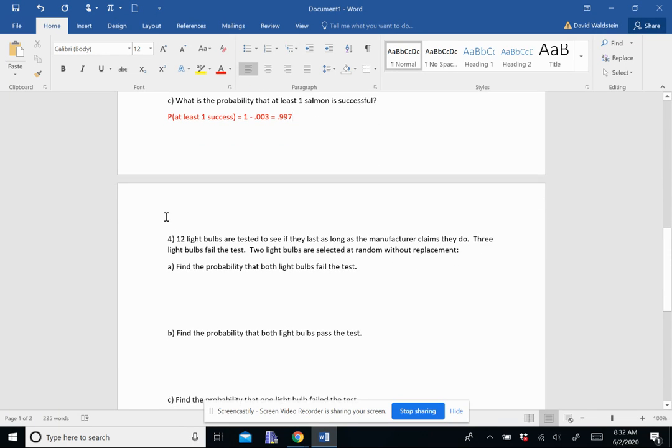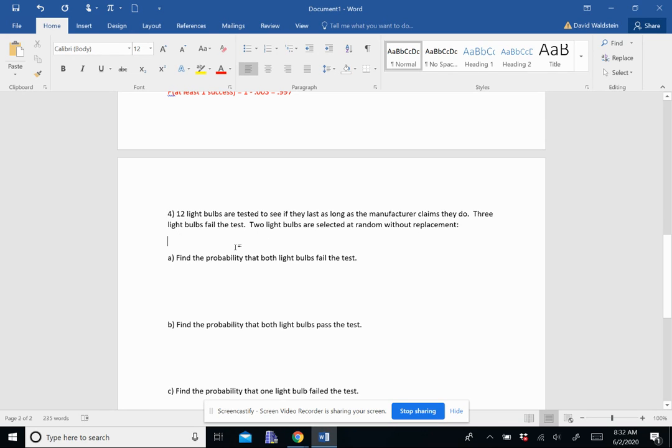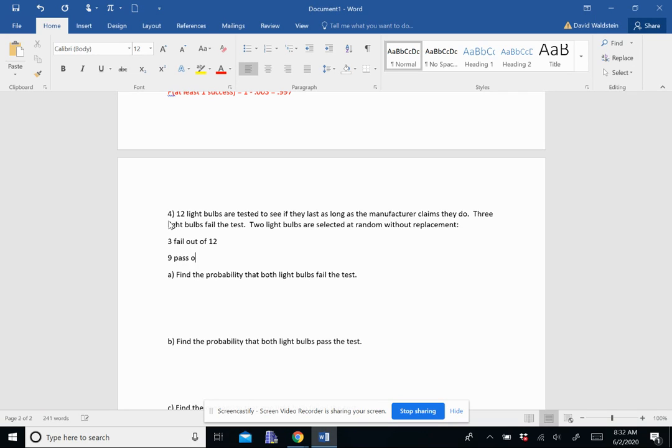All right, let's do one more quick problem. 12 light bulbs are tested to see if they last as long as the manufacturer claims they do. 3 fail. All right, so it's 3 fail out of 12, 9 pass out of 12. So that means the probability of a failure is 3 out of 12, and the probability of success is 9 out of 12. So let's find the probability that both light bulbs fail.